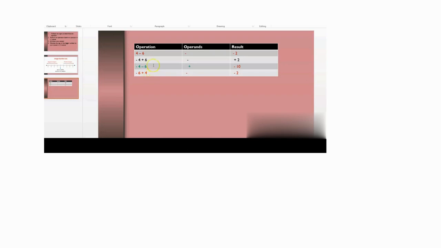Why is it so? Because the result of addition and subtraction does not depend on the numbers. Rather, it depends on the sign or the operator. Sorry, this is supposed to be operator, not operand. As you can see, they have the same figures, 4 and 6, yet the results are not the same. So the result of addition and subtraction does not depend on the figures, it depends on the signs.